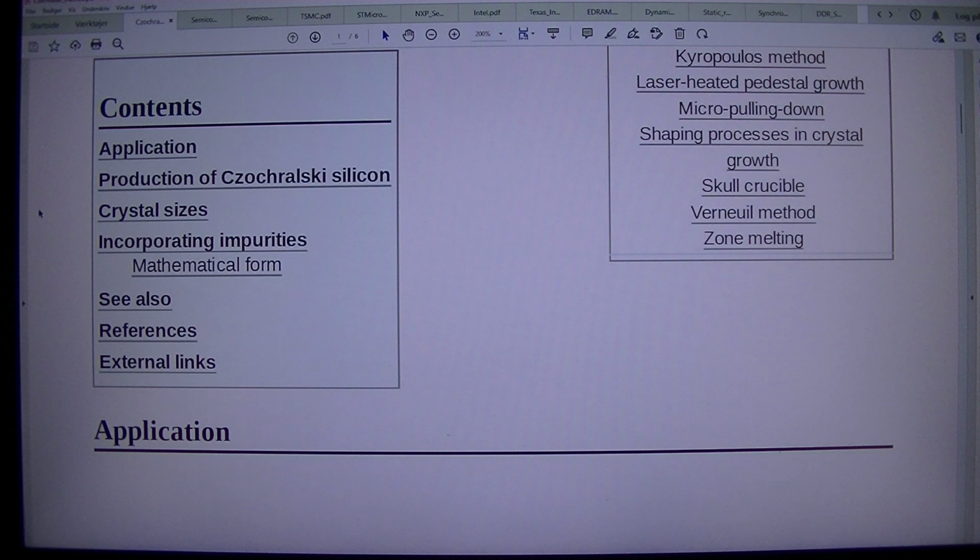Contents. Application. Production of Czochralski silicon. Crystal sizes. Incorporating impurities. Mathematical form. See also. References. External links. Application.